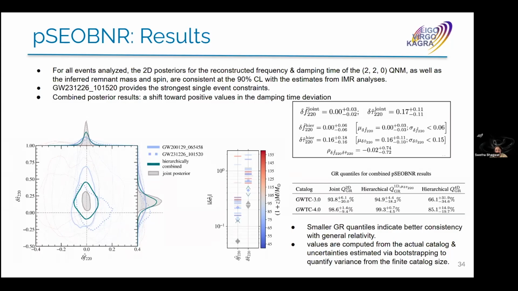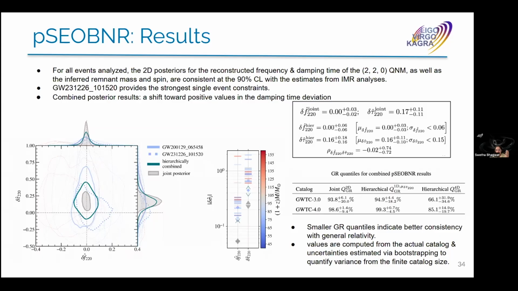The thing to note here is both show that the frequency deviations are consistent with 0, but there's a positive shift in the damping time. The GR 0,0 sits slightly outside the 90% credible region of the joint posterior.